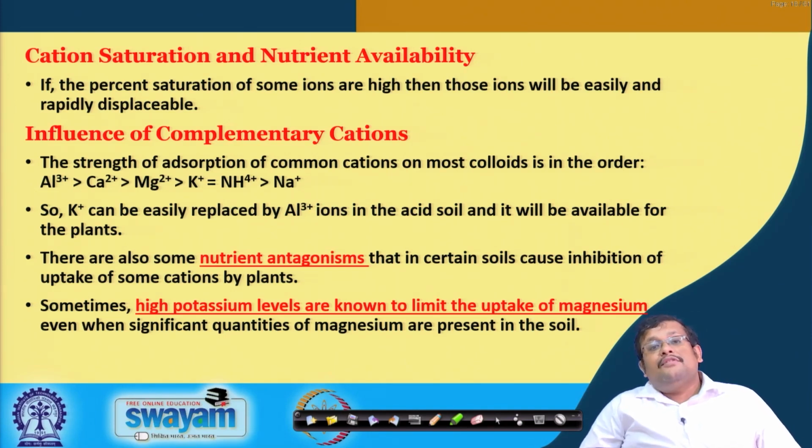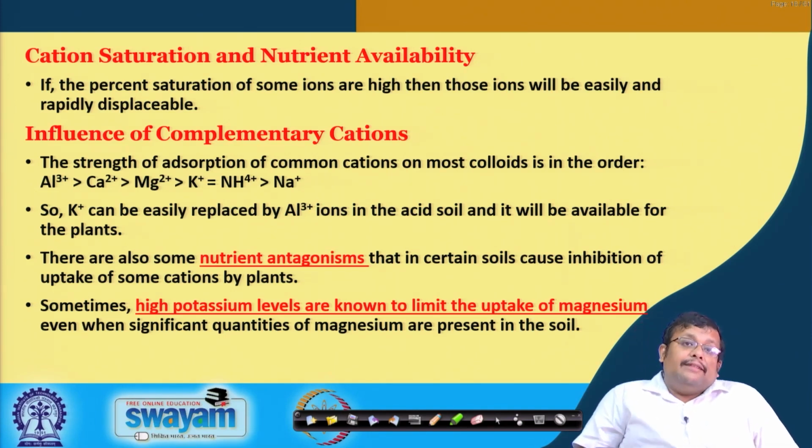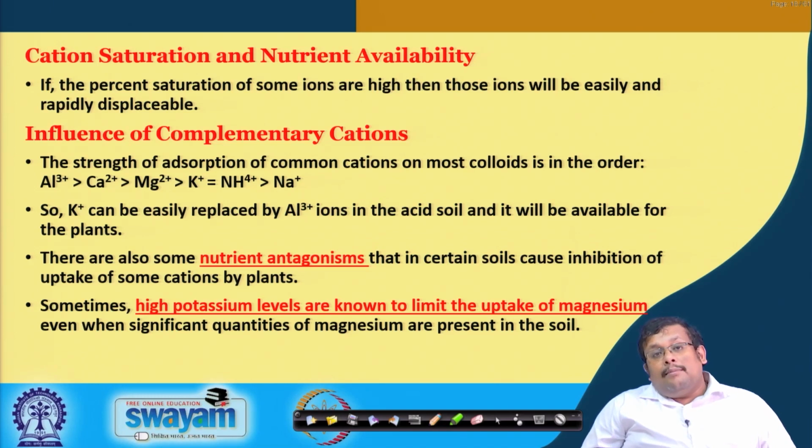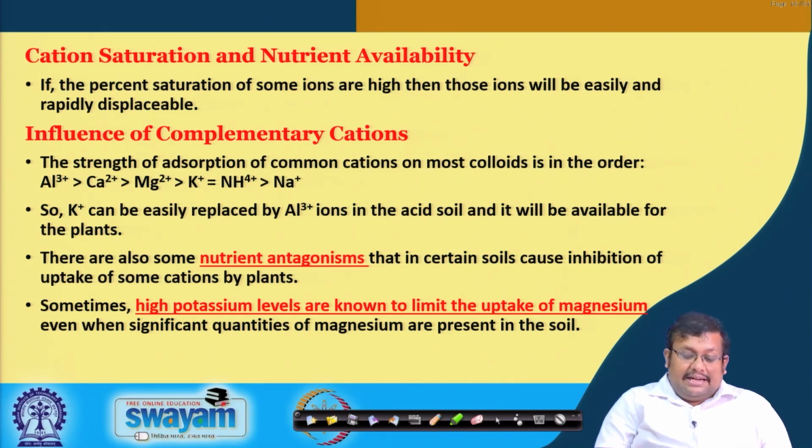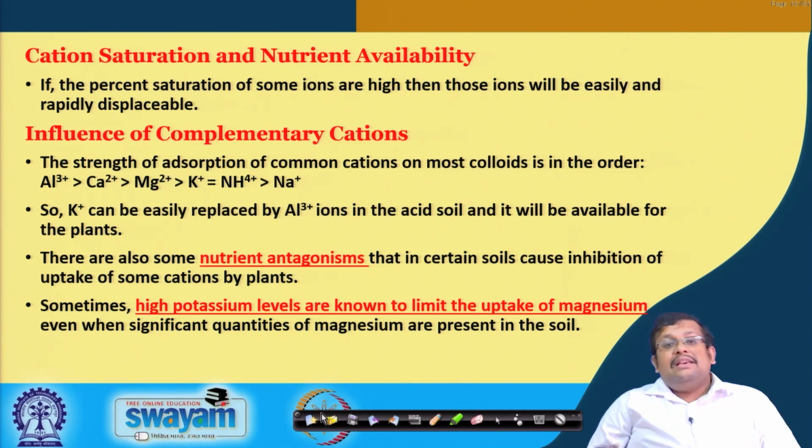Now, the influence of complementary cations. The strength of adsorption of common cations on most soil colloids follows this particular order: Al3 plus is greater than Ca2 plus, which is further greater than magnesium. Potassium and ammonium have similar affinity to the surface, which is further greater than sodium. So, K plus can be easily replaced by aluminum ions in the acid soil, and it will be available for the plants.